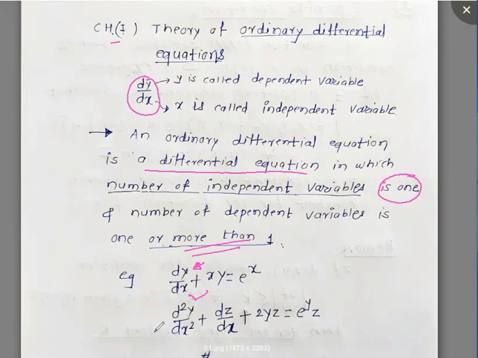Now the second example, d2y by dx square plus dz upon dx plus 2yz equal to e raised to y into z. So again, we have one independent variable x and more than one dependent variable, y and z. So this is an ordinary differential equation.